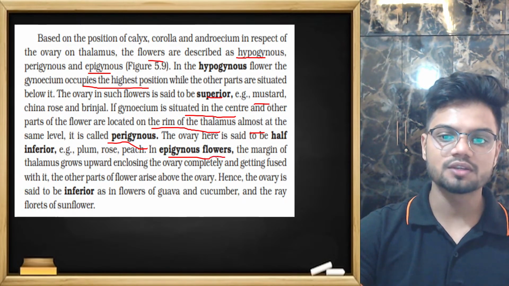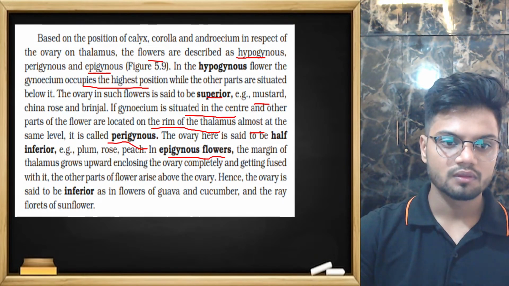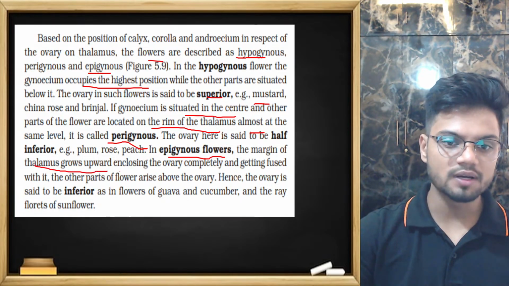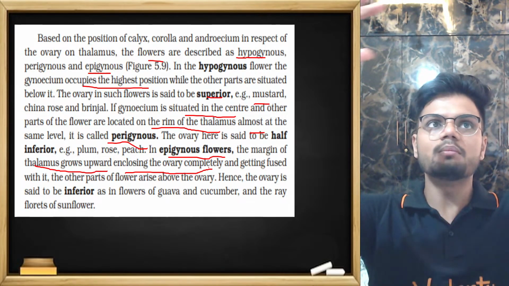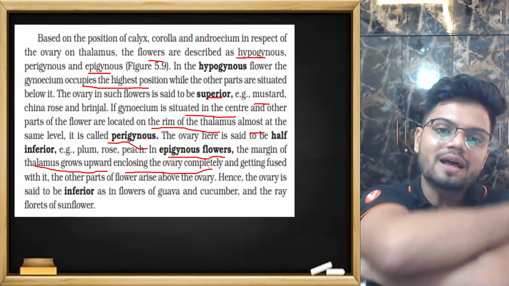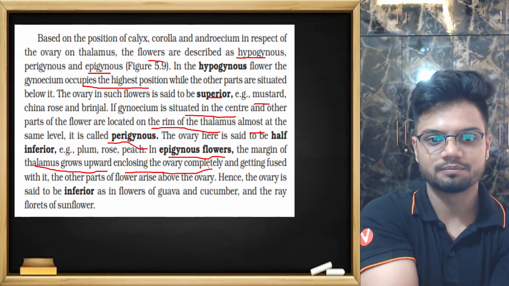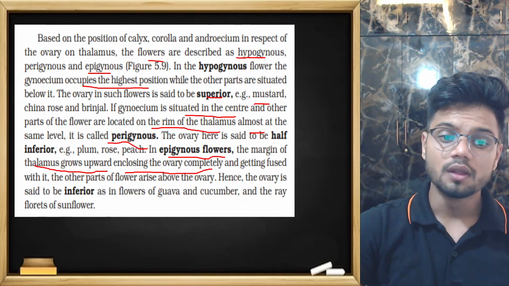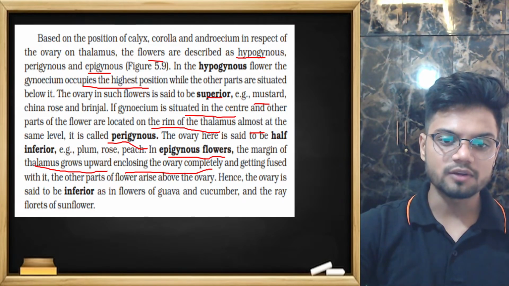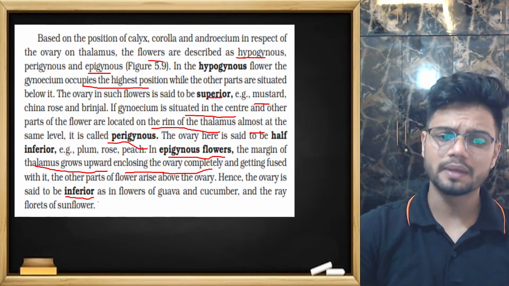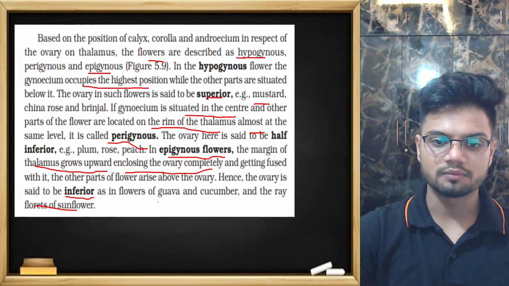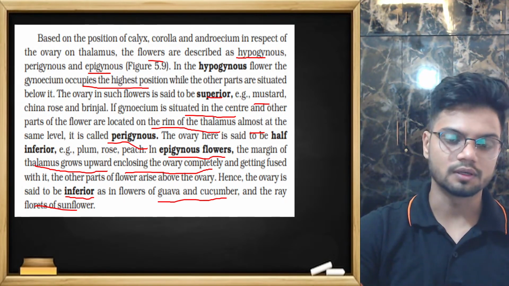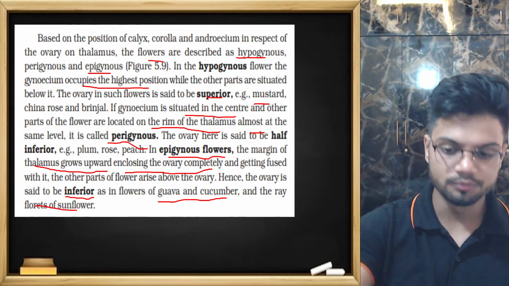Last one is epigynous condition, where the thalamus grows upwards and encloses the ovary completely. So the thalamus grows upwards, completely covering the ovary. One massive hug, completely taking it inside, getting fused with it, while other parts of the flower rise above it. That is called inferior ovary, also called epigynous condition. Examples are ray flowers of sunflower, cucumber and guava. Done.